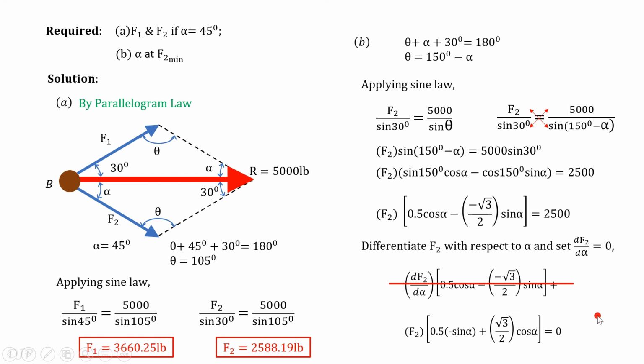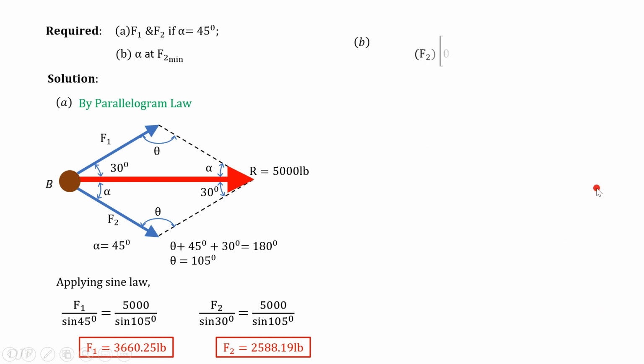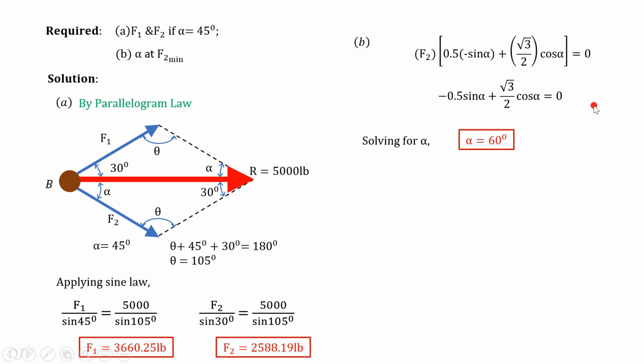With this equation, let's copy that equation. You can notice that we can divide both sides by f sub 2 to get rid of this variable and to solve for alpha. So by dividing both sides by f sub 2, we now have this equation. And with this equation, since alpha is the only unknown variable, we can solve for alpha and obtain that alpha is equal to 60 degrees. So the answer for the second question is 60 degrees.